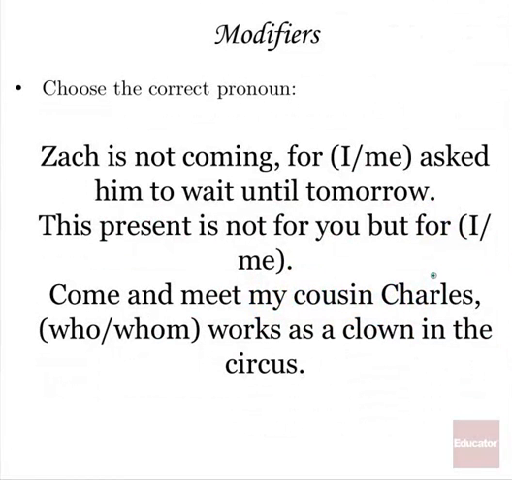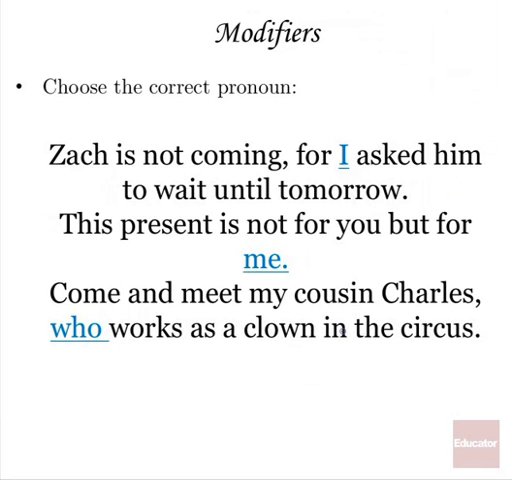All right, choose the correct pronoun for each of these sentences. Zach is not coming, for I or me asked him to wait until tomorrow. This present is not for you, but for I or me. Come and meet my cousin Charles, who or whom works as a clown in the circus. Take a good look, pause the video if you need to.